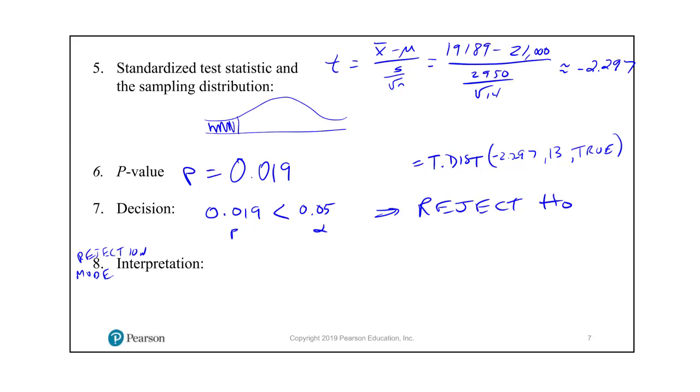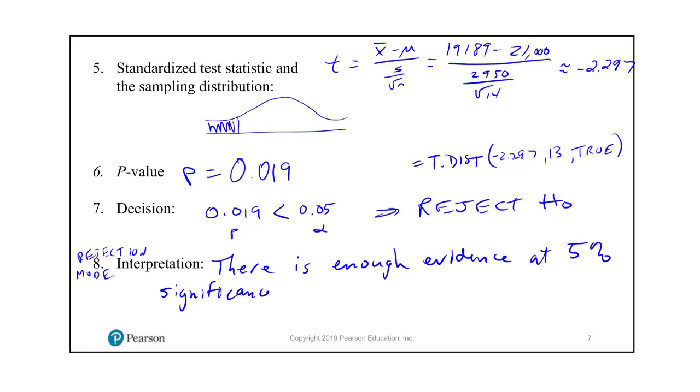And so what did I find? I found that we were able to reject H naught, which was the claim. So there is enough evidence at 5% significance to reject the claim that the mean price was at least 21,000. Okay, so we were able to reject the claim in this example. So let's do another.